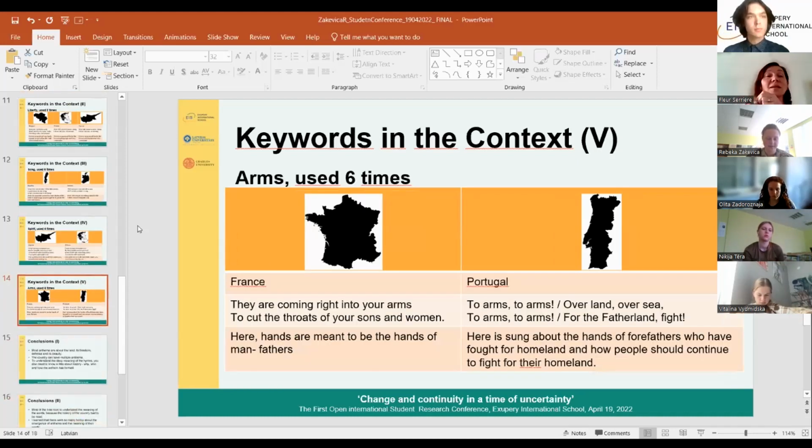And the last but not least keyword is arms, used in such countries' anthems as France and Portugal 6 times. "They are coming right into your arms to cut the throats of your sons and women." Here hands are meant to be the hands of fathers. "To arms, over land, over sea, to arms, for the fatherland fight." Here is sung about the hands of forefathers who have fought for the homeland, and how people should continue to fight for their homeland.